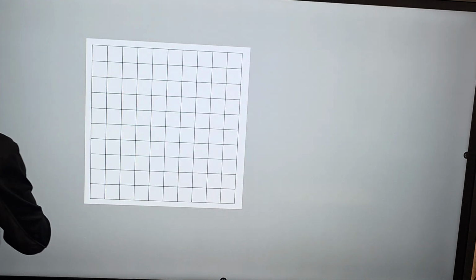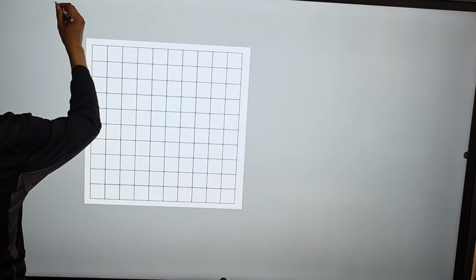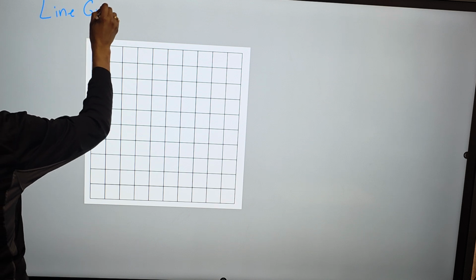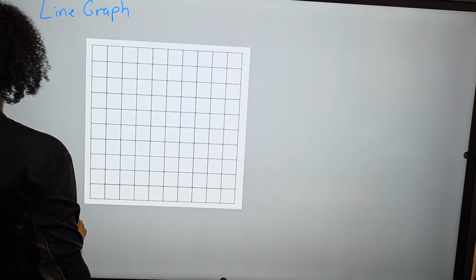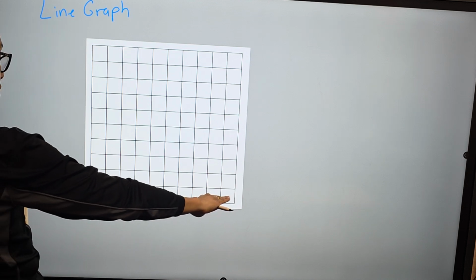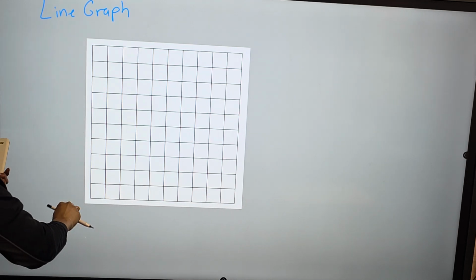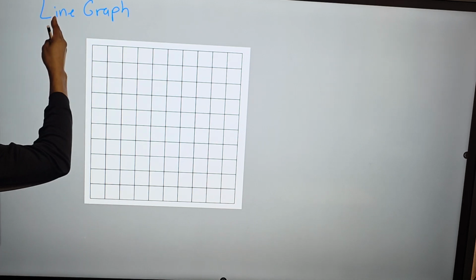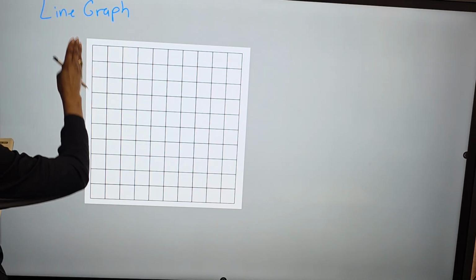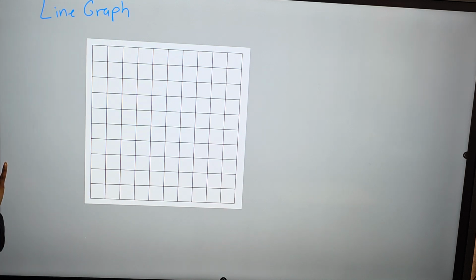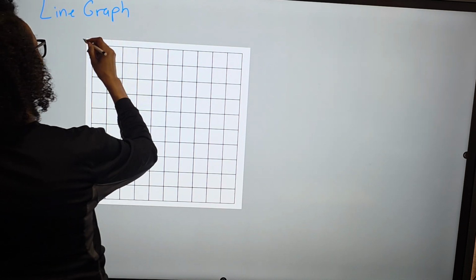So the main thing that's different with the line graph compared to our bar graph is that we're going to have numerical values on both sides. On the bar graph, we had some labels or categories on one side with a scale on the other. For the line graph, there's going to be a scale on both sides. And so we'll go ahead and look at the example here.